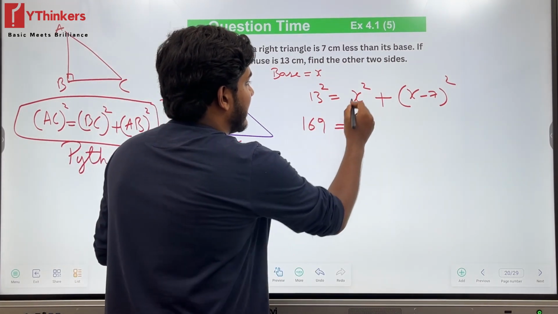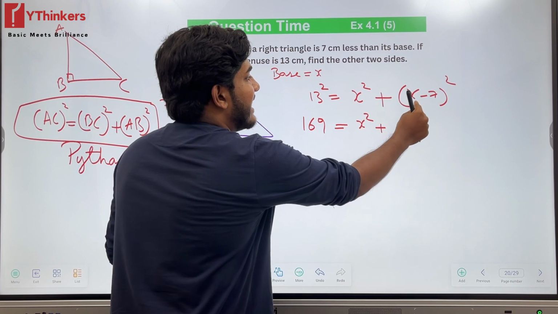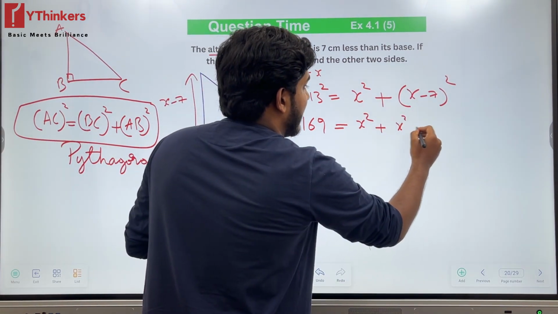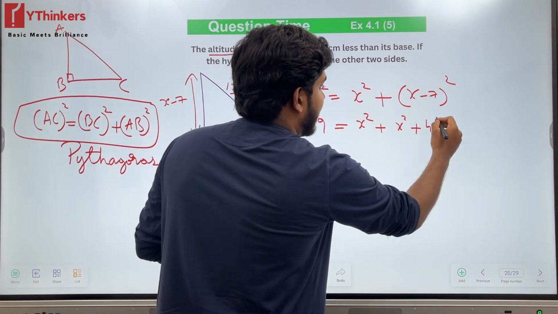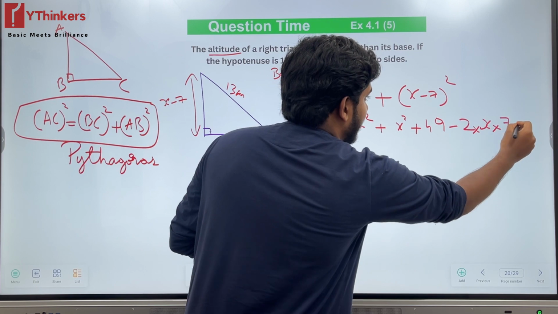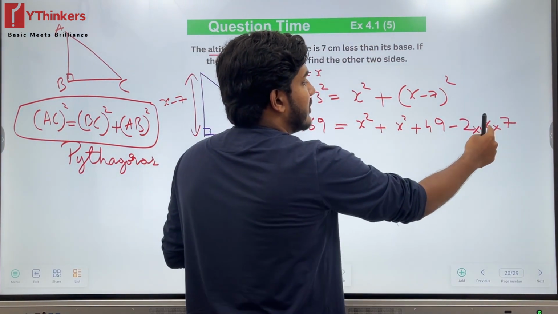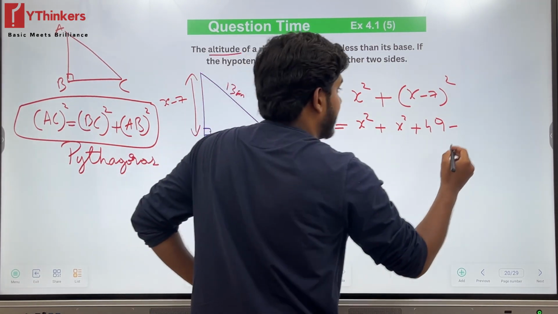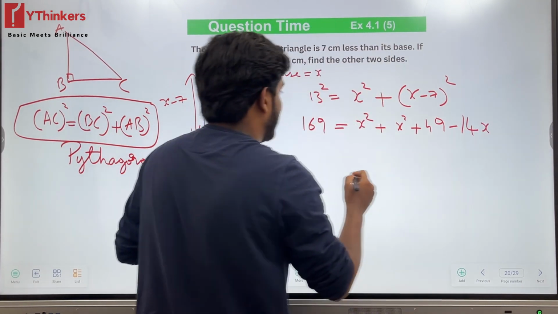13 square is 169. x square remains the same. What is a minus b the whole square? It is a square plus b square, which is 49, 7 square, minus 2 into x into 7. What is 2 sevens are 14? 14 into x is 14x. So I'll write it as 14x, no problem.